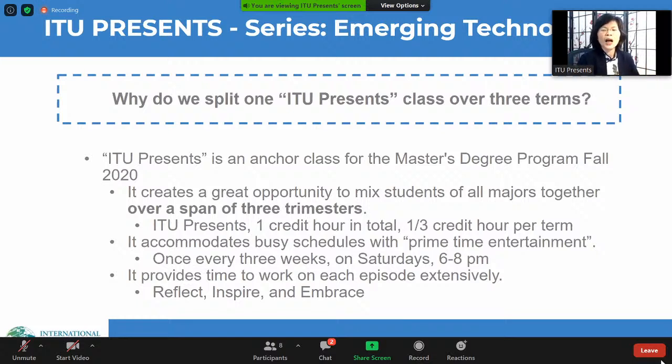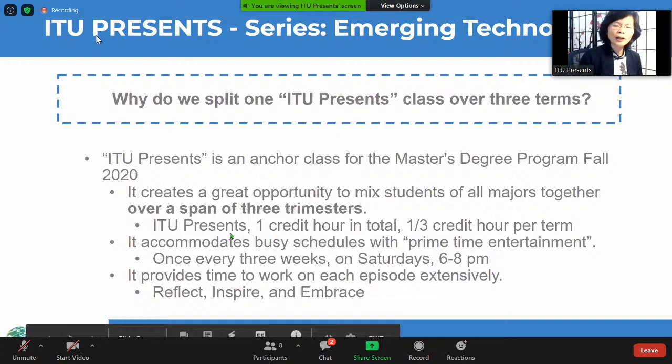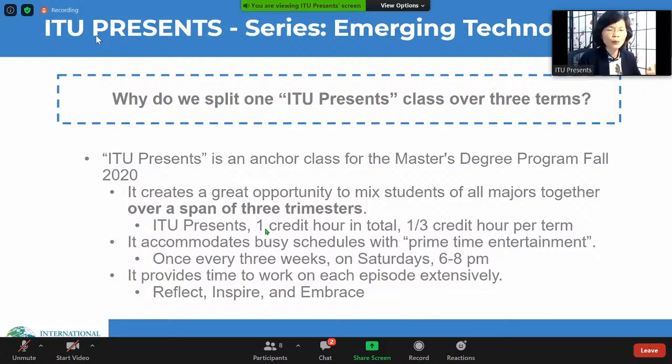This class is split into 3 terms. So it's a little bit strange, but we have good reasons. First of all, it has 1 credit in total, but each term we only have 1/3 credit. What does it mean? We only meet once every 3 weeks. Now the beauty of that is we can use prime time entertainment. Hey, today is Saturday. Thanks for joining us during this prime time. This is your time with your family. But we're here for a bigger calling.